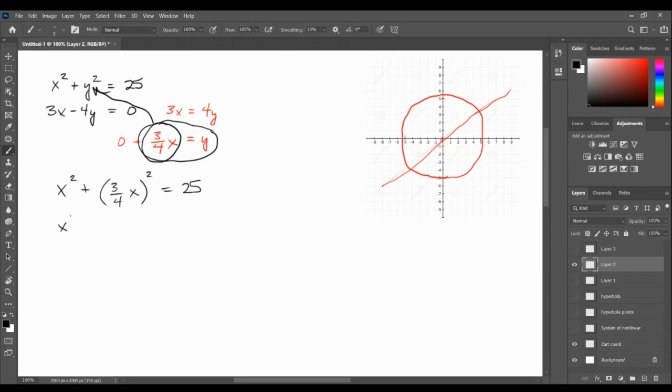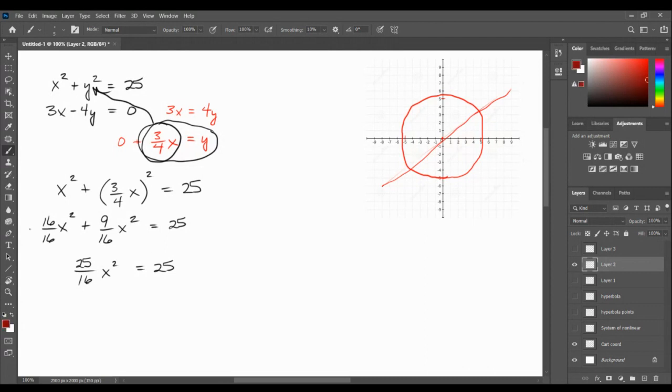So now we've got x squared plus 9/16 x squared equals 25. Well, to get common denominators, I'll multiply this by 16 over 16. Now I can add those. And when you add fractions, as long as you've got the same denominator, we just add numerators. So I've got 25/16 x squared equals 25.